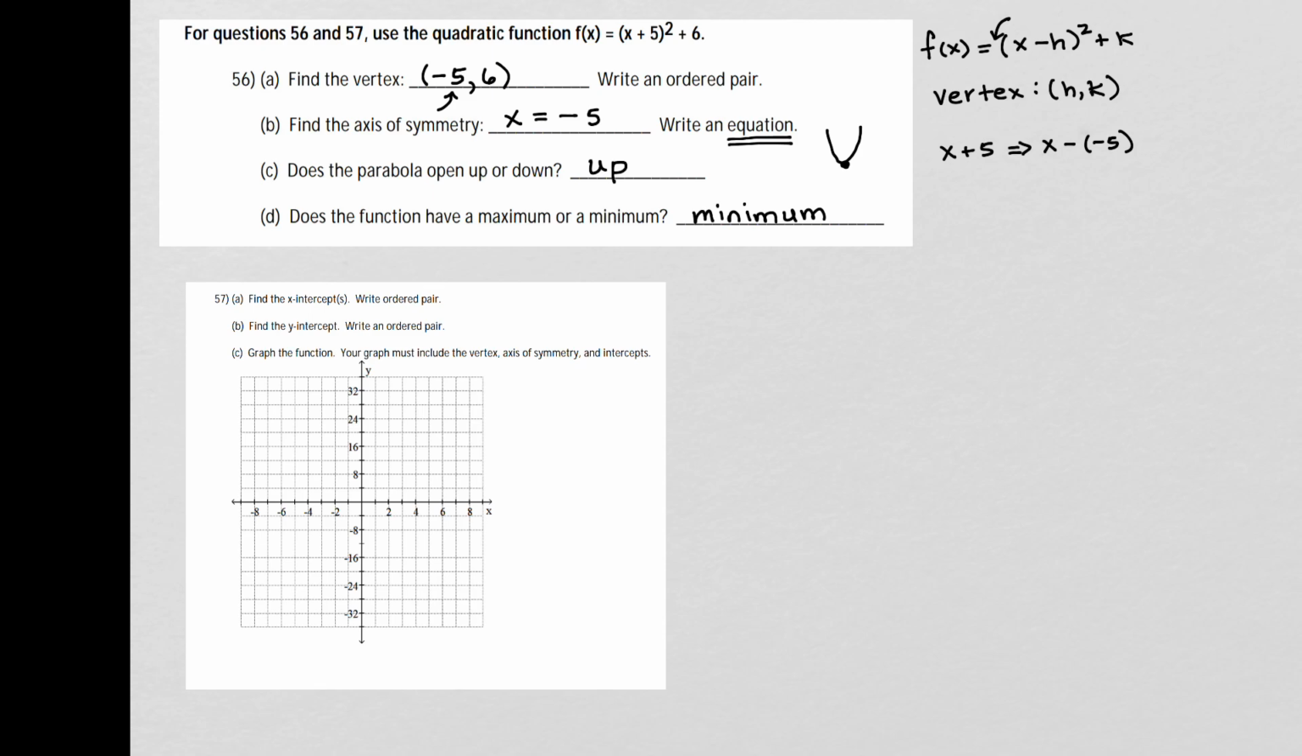So now we're ready to do question 57. This asks us to find the x-intercepts and the y-intercept and graph the function.